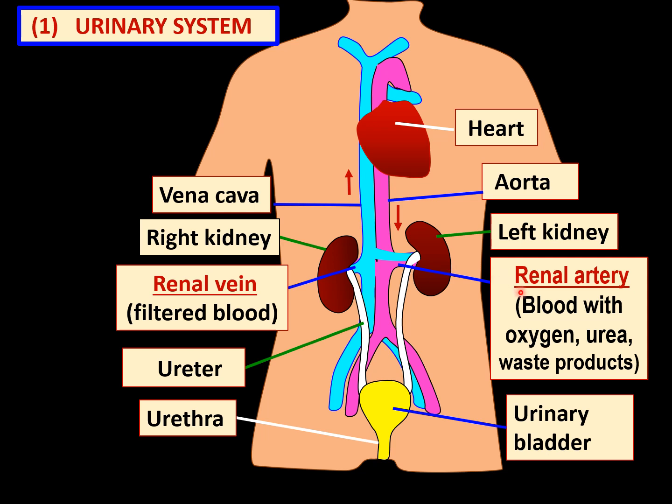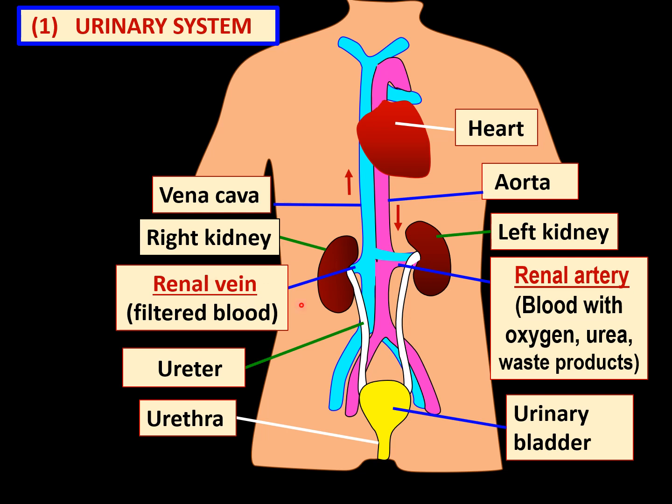Now, renal artery, what is the composition of the renal artery? Renal artery contains blood, which has a lot of oxygen, but it has also got a lot of waste products like urea, ammonia, and uric acid. So the blood is transported to the kidneys so that the kidney can help to filter and excrete all these waste products. Okay, so function of renal artery is to transport the oxygenated blood to the kidneys.